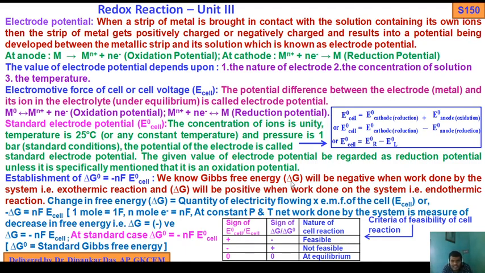We know Gibbs free energy del G will be negative when work is done by the system, that is an exothermic reaction, and del G will be positive when work is done on the system, that is an endothermic reaction.